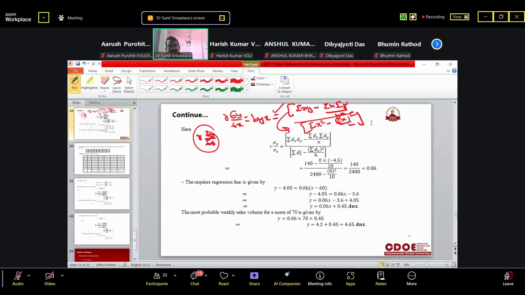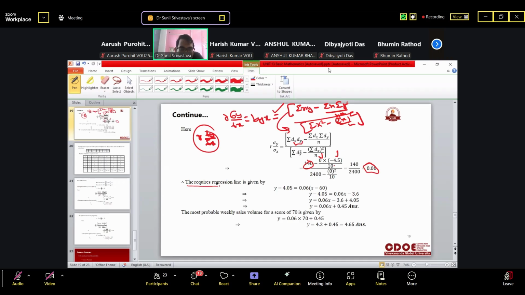Putting all the values of the related data, the summation of dx dy is 140, summation of dx is equal to 0, summation of dy is 4.5, divided by number of terms 10. With all the related values, we get the answer r is equal to 0.006. The regression coefficient is 0.006.